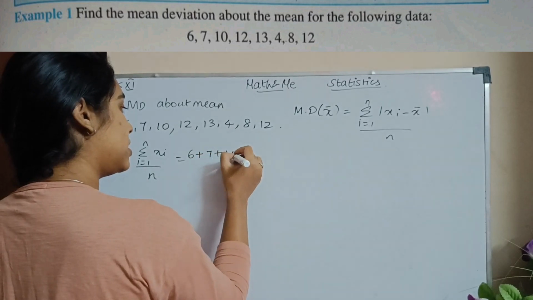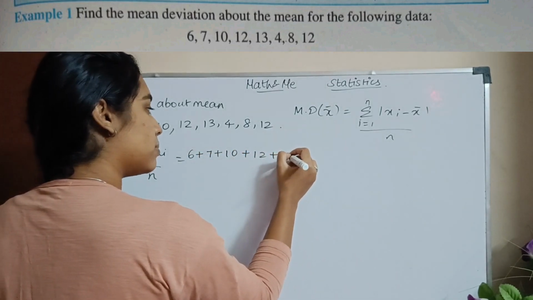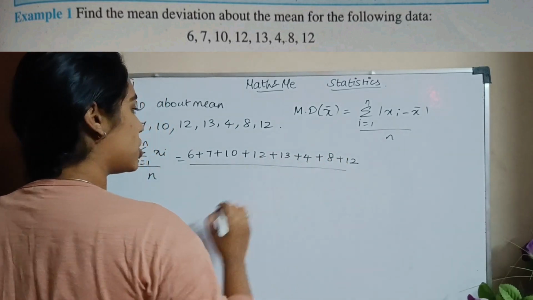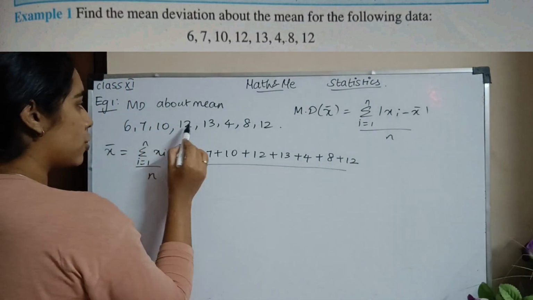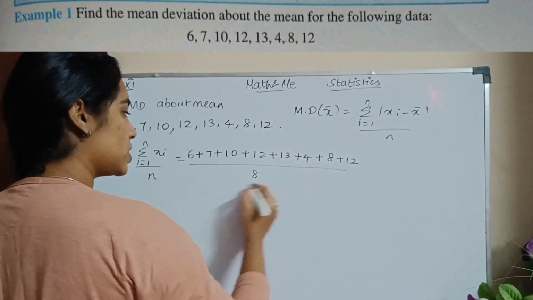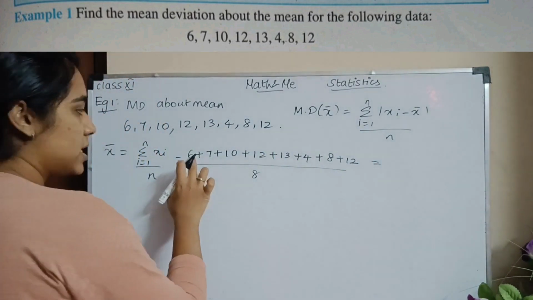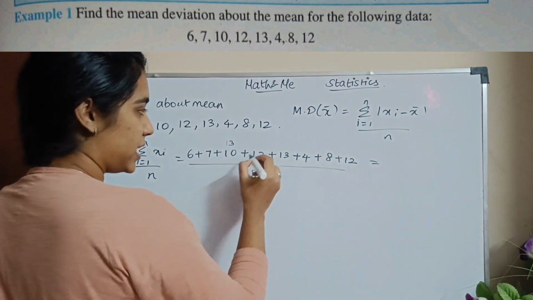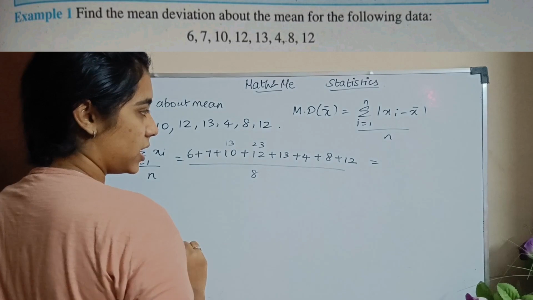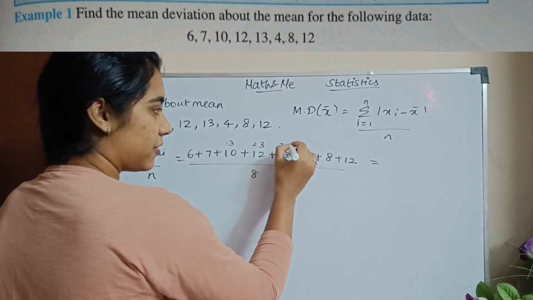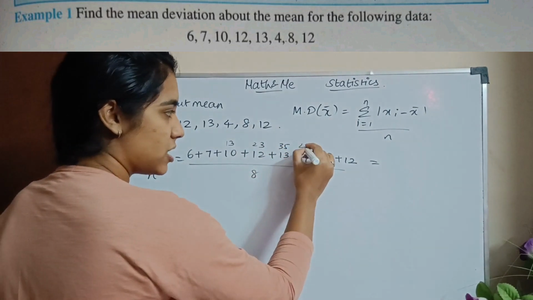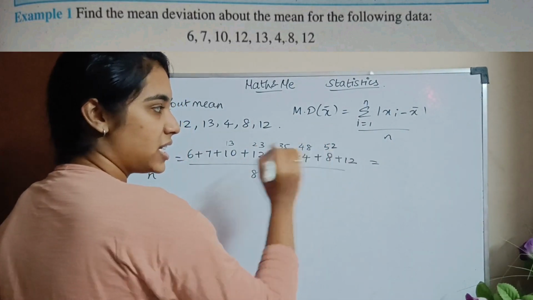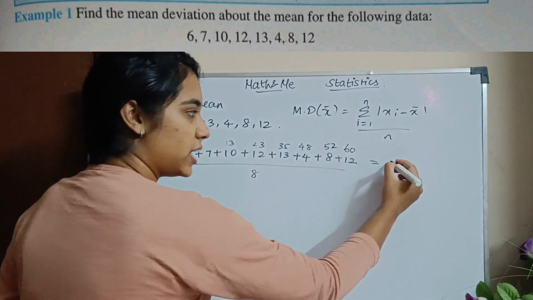So 6 plus 7 plus 10 plus 12 plus 13 plus 4 plus 8 plus 12 divided by what is your number of observations? 1, 2, 3, 4, 5, 6, 7, 8. Okay. So when I add all these, what do I get? 6 plus 7, 13. 13 plus 10 is 23. 23 plus 12 is 35. 35 plus 13 is 48. 48 plus 4 is 52. 52 plus 8 is 60. 60 plus 12 is 72.